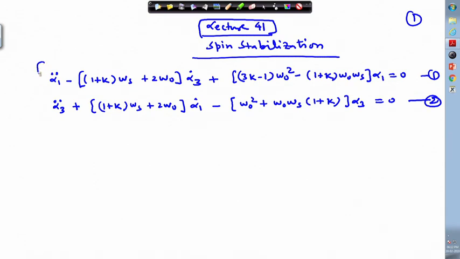Welcome to lecture 41. We have been working with the spin stabilization. We will continue with this. So, last time we have derived these two equations.